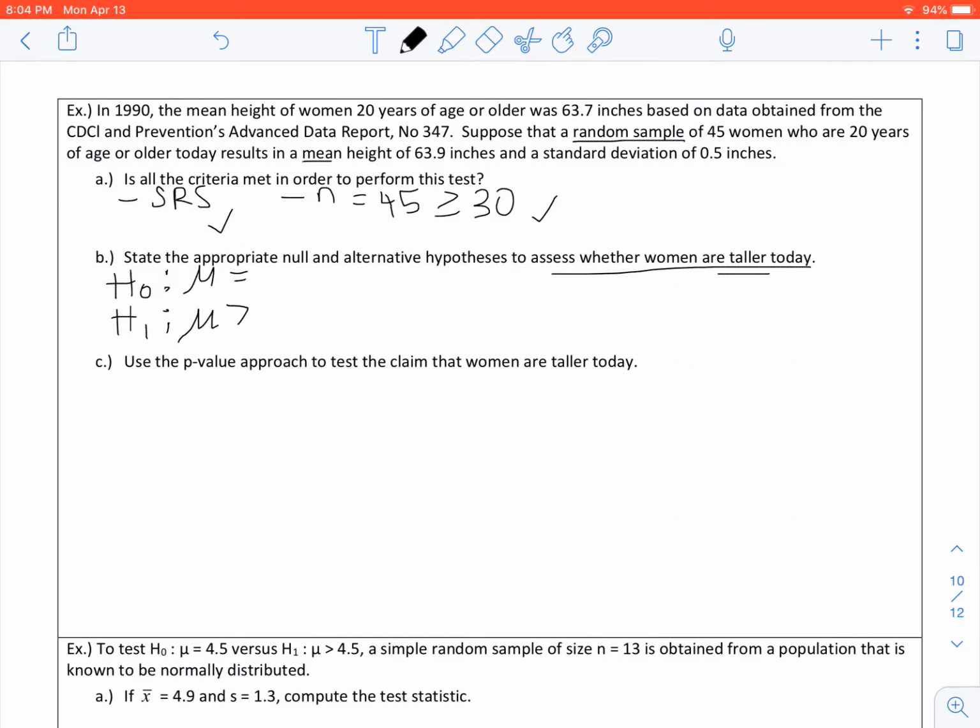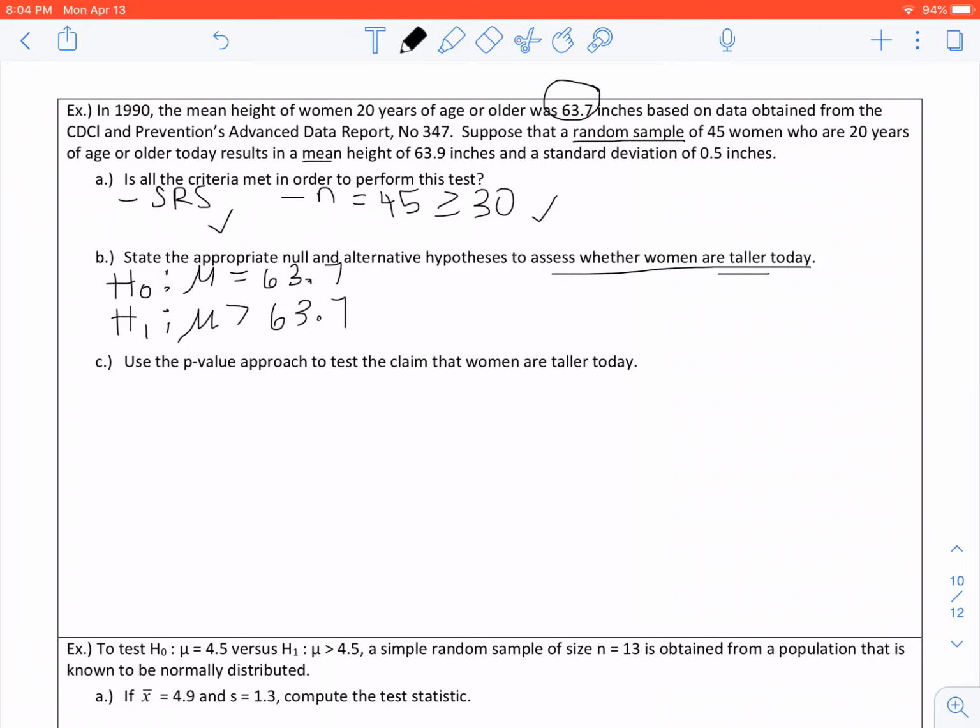The value that goes in here is what we have for our population, not from our sample. And if you notice, there are a lot of different values in here. For our population, the height that we had before was 63.7. And that number goes in both hypotheses.